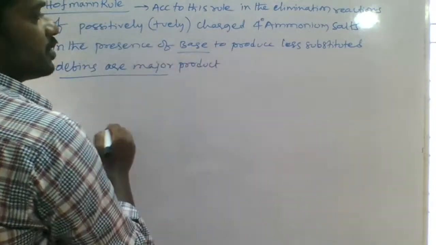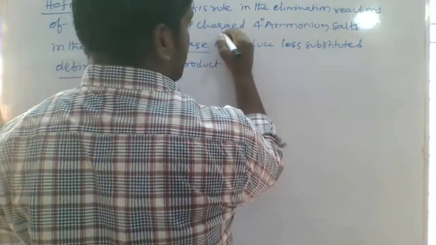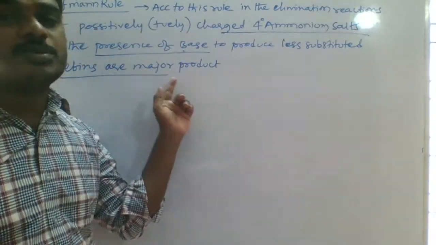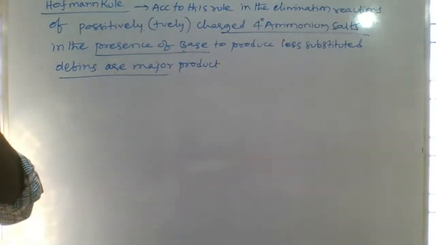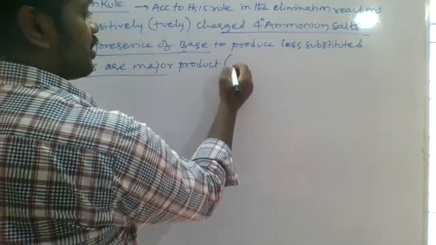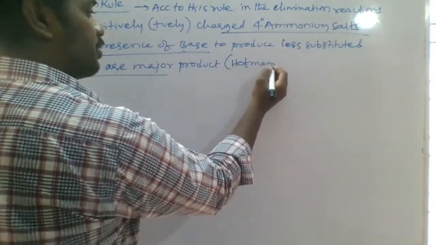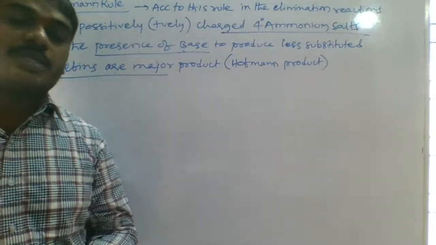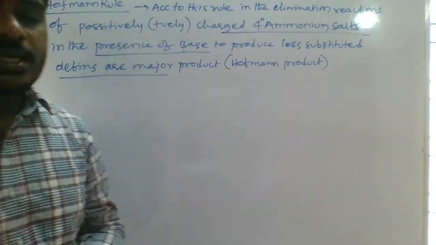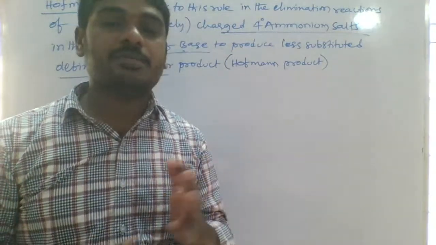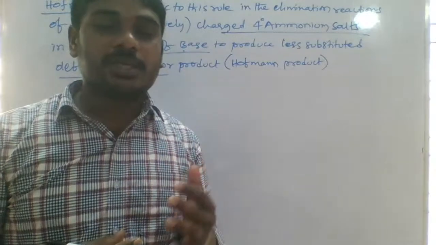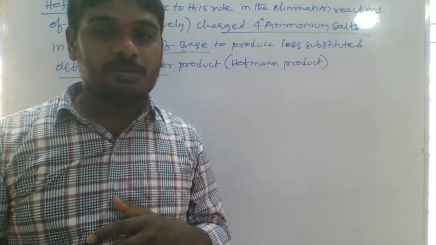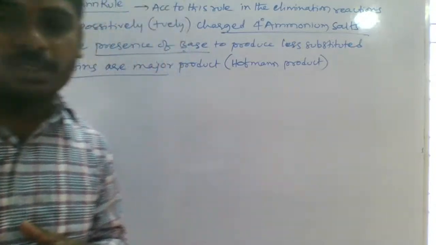So in this case, mainly the positively charged quaternary ammonium salts are involved, and the formation of the less substituted olefin is major. This product is called the Hofmann product, the major product, nothing but the less substituted product. In these Hofmann elimination reactions, the more acidic beta hydrogen atom is abstracted by the base.